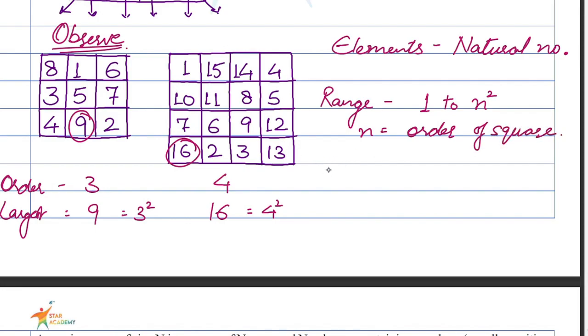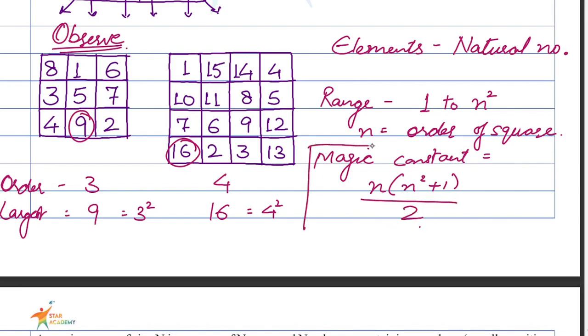if I talk about the sum of this magic square, or say the magic constant for this square, so the magic constant, that is just the sum of all the natural numbers up to n square, and that is given by n into n square plus 1 upon 2. So this is very important formula if we are talking about the squares of all natural numbers.